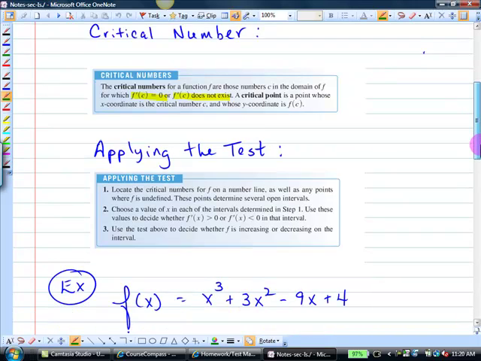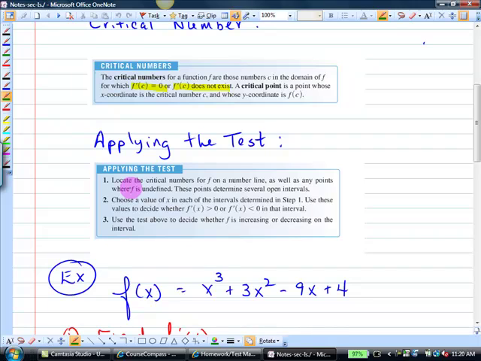So here's what you'll do. You will get the critical number. We're going to make a little chart, and we're going to define intervals. And all this will make sense when we start doing it, or at least that's the hope. Then we're going to test a value in each interval.